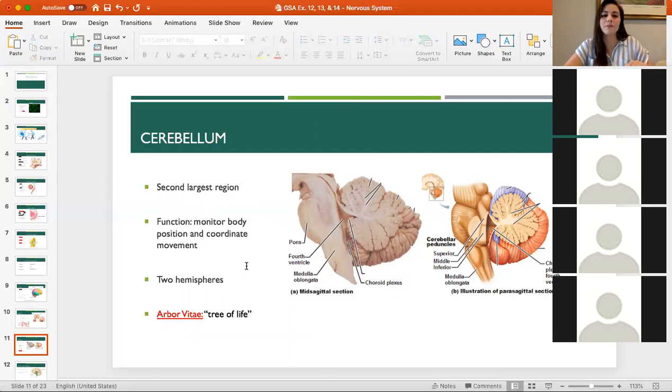All right, and so the cerebellum is going to be really important in functioning to monitor body position and coordinating our movements. If someone falls and they hit the back of their head, they may not be able to walk straight. They may have some problems with their coordination, and that's damage to the cerebellum.